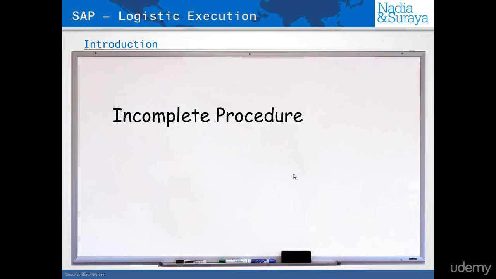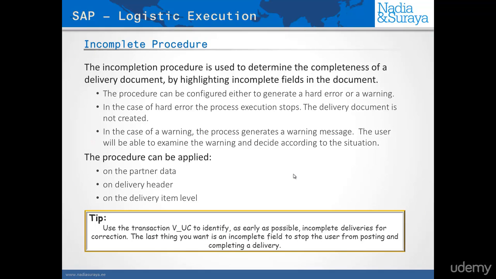So finally, let's revisit the incomplete procedure. Now, in the sales order lecture, we've seen this already. But it's important for us to have a look at it to see how it's applied in the delivery to strengthen our knowledge. As we said before, the incomplete procedure is used to determine if there are missing fields in the delivery and to highlight that either as a warning or an error.